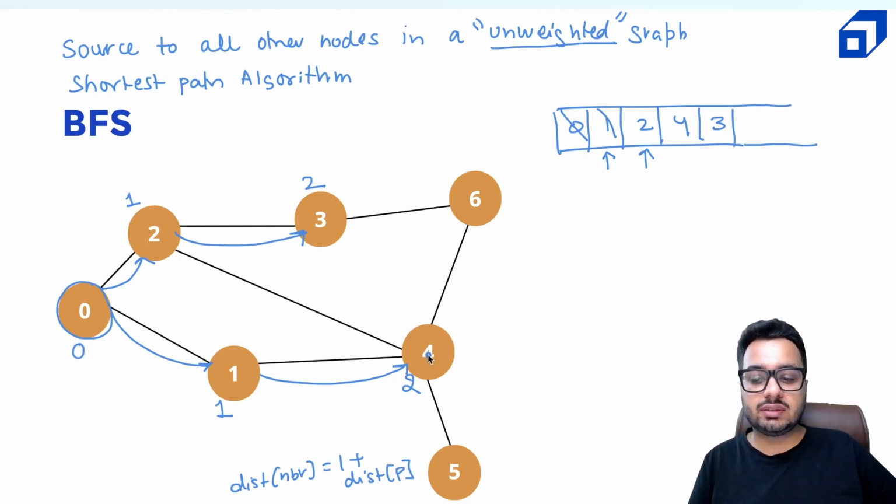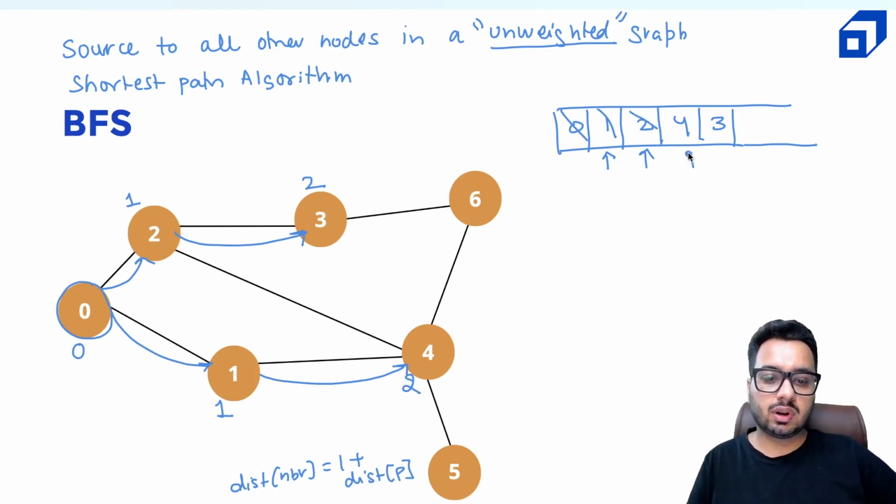Now 4 is already visited, and since you are reaching it from 2, the distance will be either greater than or equal to 2. So we will not update it, we will not do anything at 4. So 2 is done, 2 has done its work.